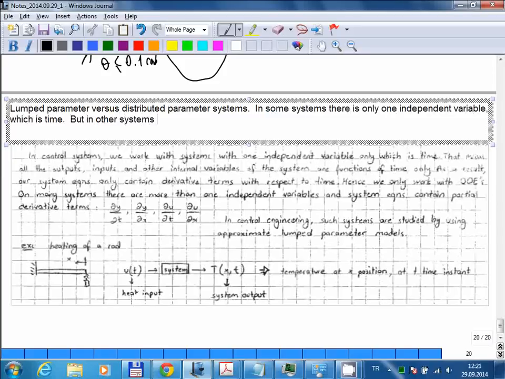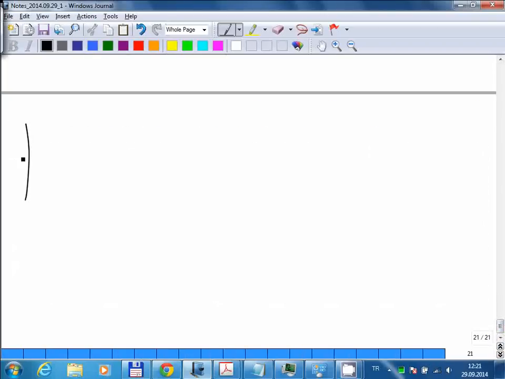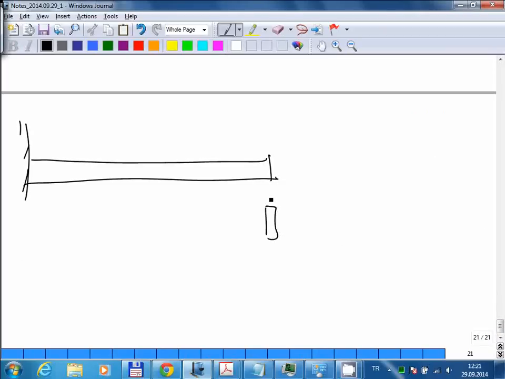But in other systems, there are additional independent variables such as space, for example. Okay, so let's consider this problem. You have a rod here. I don't know if you can see that, but let me just draw it again. So you have a rod here, and you heat it with a heating source here. Suppose that you light a fire here, and this heat source heats up this bar.